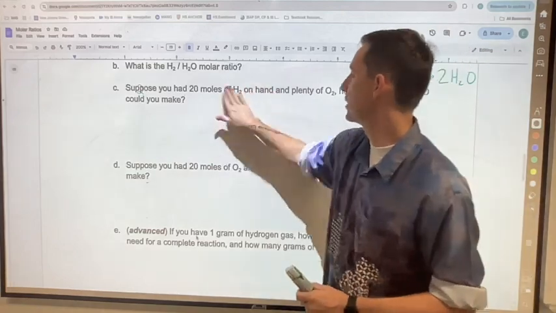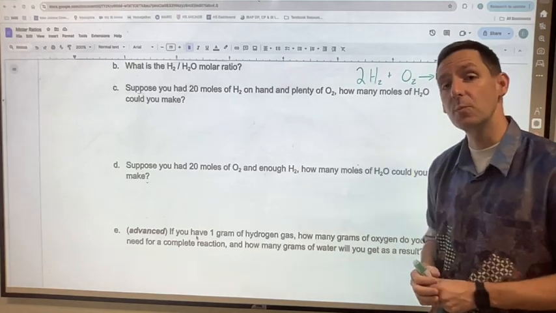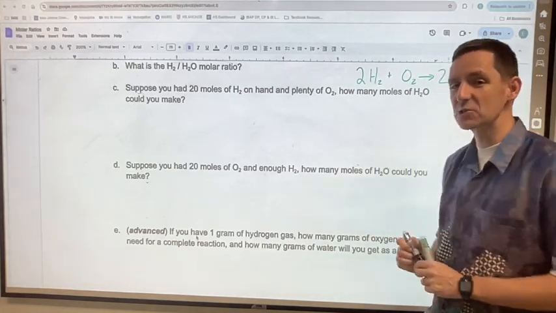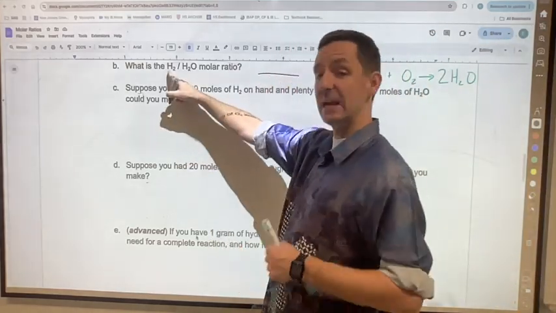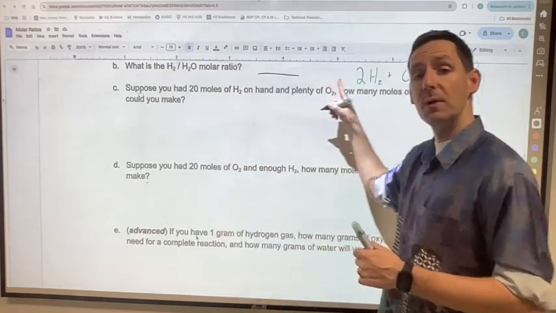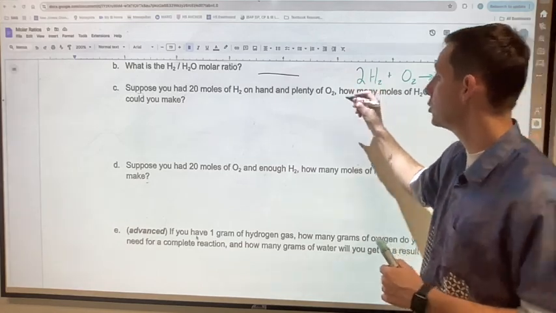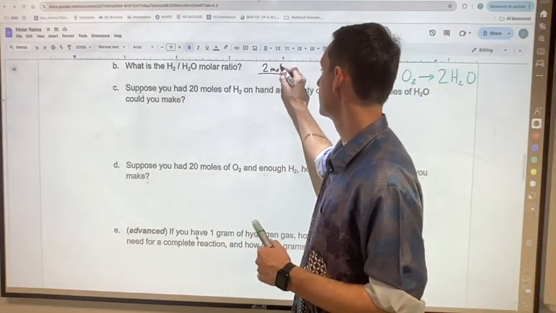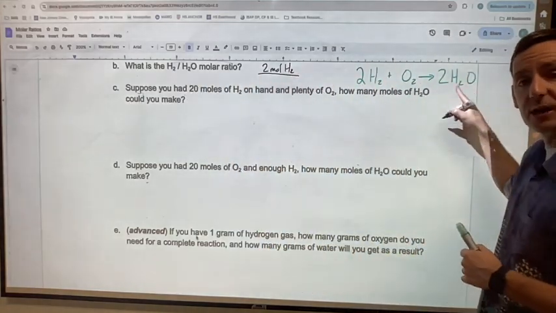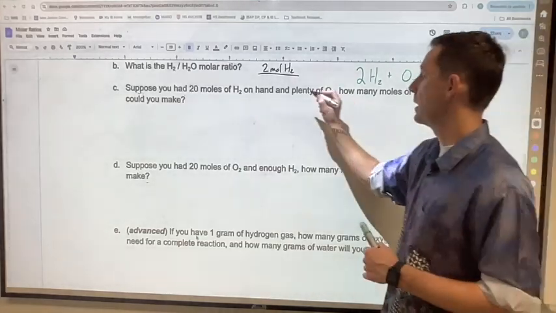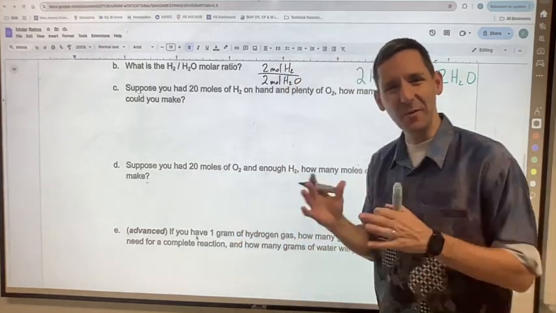Okay, so the first question then, aside from the balancing, is what is the H2 to H2O molar ratio? Now this part should be somewhat straightforward because all it is a fraction where we're going to put H2 on the top, and we're going to see how many moles of H2 we need from this reaction, which is 2. So if I use 2 moles of H2, and then how many moles of H2O, you can see right here you get 2 moles of H2O, right? And so that right there would be the molar ratio.